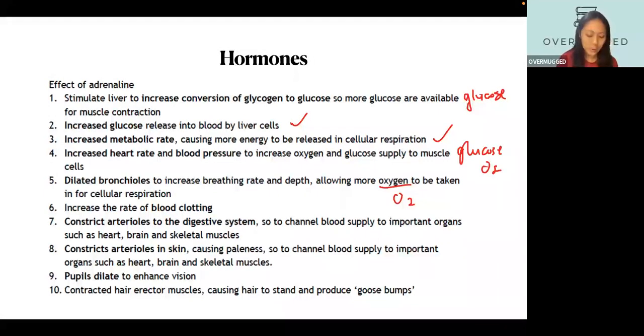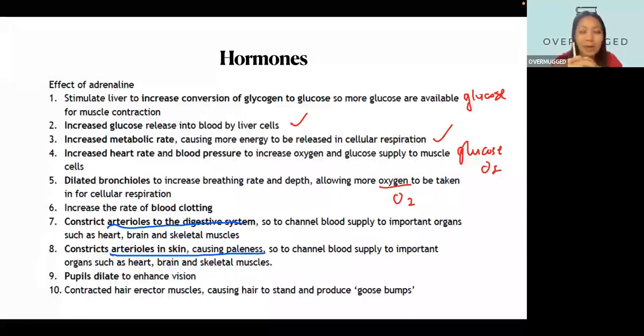And then constrict arterioles to the digestive system, constrict arterioles in the skin. Really cannot draw a straight line. But in general, it's artery, arterioles, capillaries, right? If you constrict arterioles, less blood from the artery can move to the arterioles and then the capillaries. So it will channel back to the important organs: heart, brain, skeletal muscle. Because the blood doesn't flow into the capillaries, it will flow back to other places, mainly the vital organs that control our survival: heart, brain, and muscle.